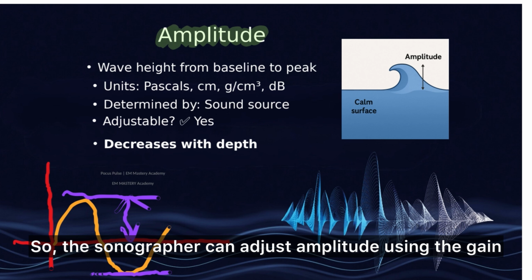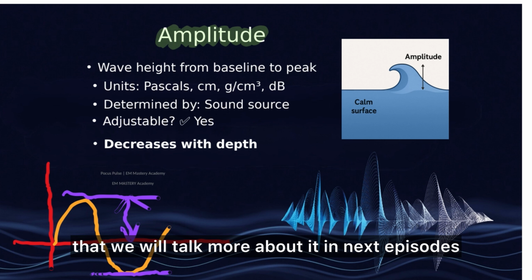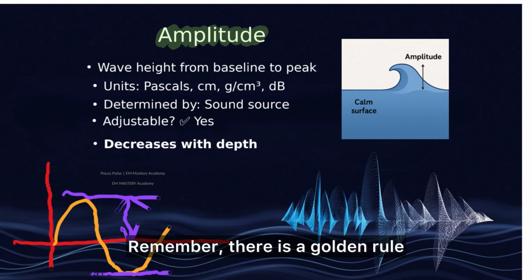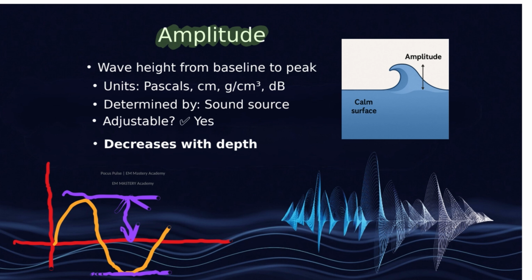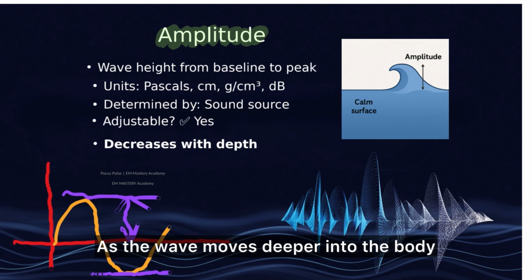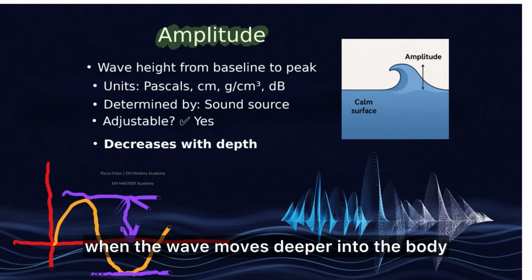So the sonographer can adjust amplitude using the gain and the power control. That we will talk more about in next episodes. Remember, there is a golden rule, a very important rule that we should keep in our mind. As the wave moves deeper into the body, the amplitude gets weaker. This is called attenuation. So what is attenuation? Getting weaker when the wave moves deeper into the body.